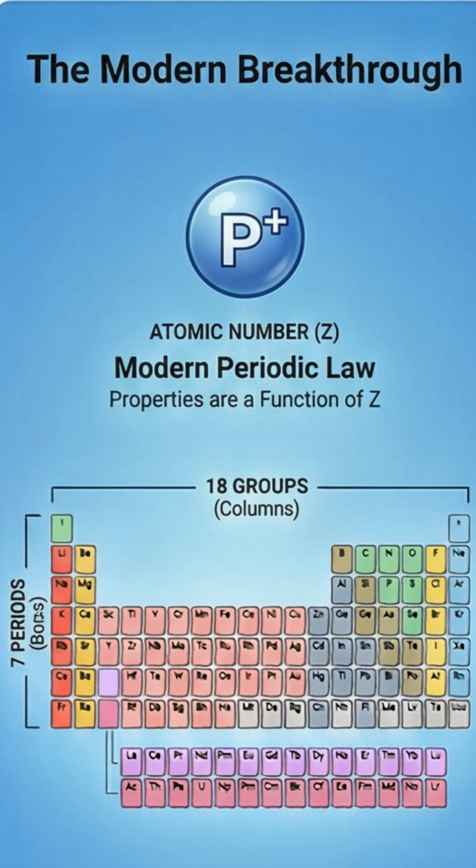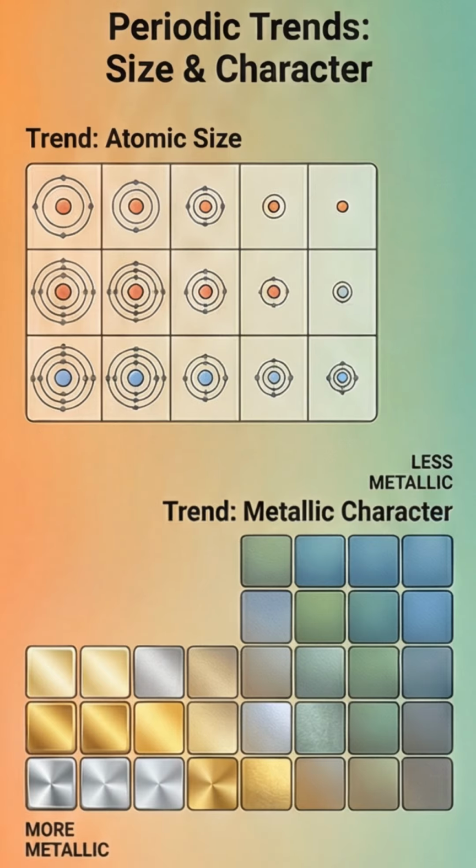Atomic size changes predictably across the table. Moving down a group, atoms get larger because new electron shells are added. Moving left to right across a period, atoms usually get smaller, as increasing nuclear charge pulls electrons closer. Understanding these size trends helps explain bond lengths, reactivity, and how atoms pack together in solids.